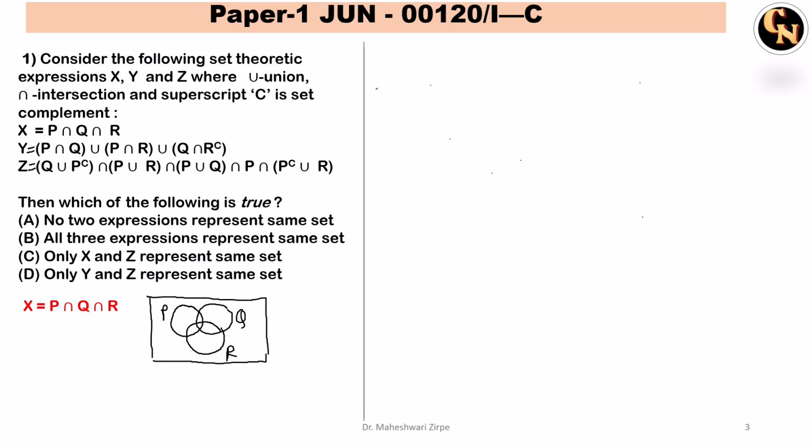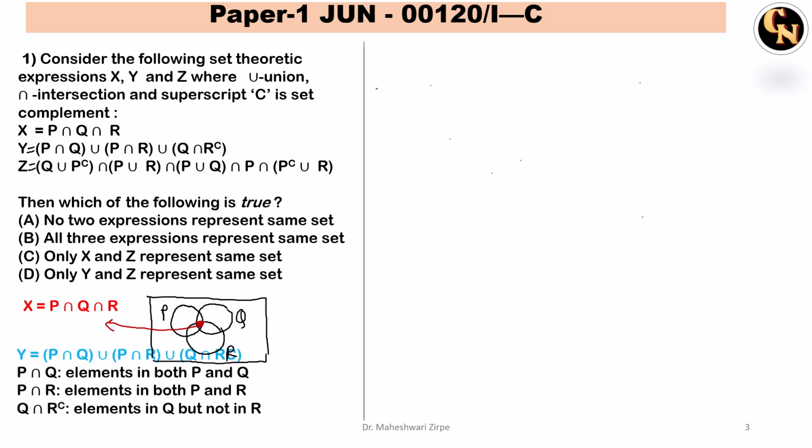This represents P, this represents Q, and this represents R. Now intersection indicates what? P is intersecting with Q intersecting R. Now which is the part where you can find all three intersecting? That is this part. This is the only common part, the center, which I have shaded with red, which indicates P intersection Q intersection R. Got it, student? So this center shaded red indicates P intersection Q intersection R. So this will represent your X expression.